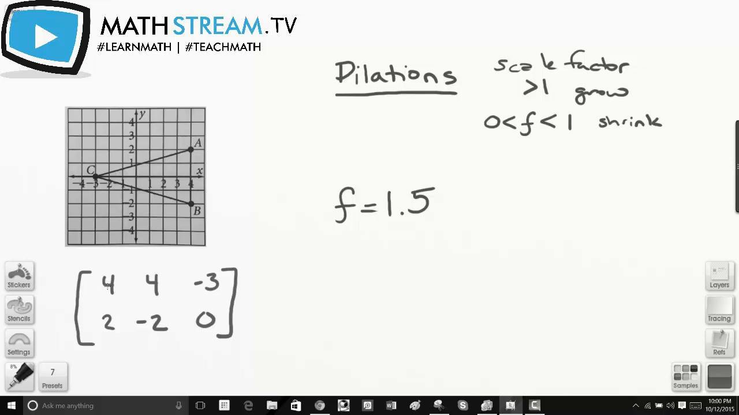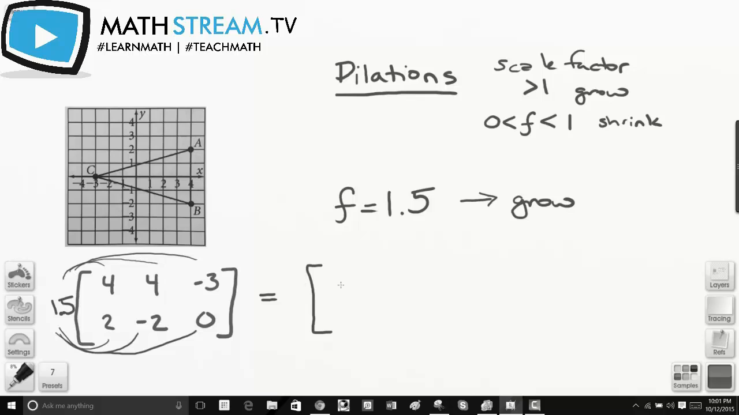So let's say we take this matrix, 4, 2, 4, -2, -3, 0, and we want to dilate it by 1.5. That means we want it to grow 1.5 times its current size. What I do is I just take the data in the matrix and I multiply it by the scale factor. I multiply it by 1.5. That's it. Well, that's 1.5, not 15. We already know that we can use scalar multiplication, sort of sharing like the distributive rule, 1.5 times each element. So let's see what we get.